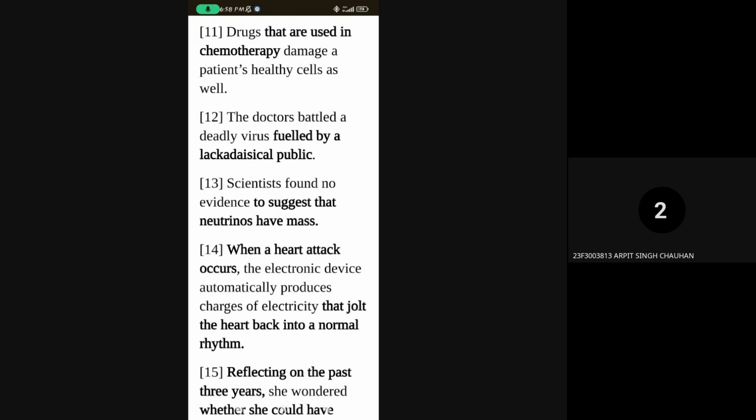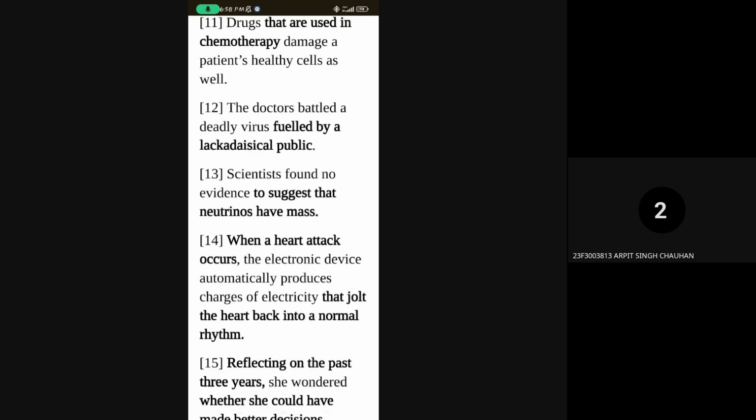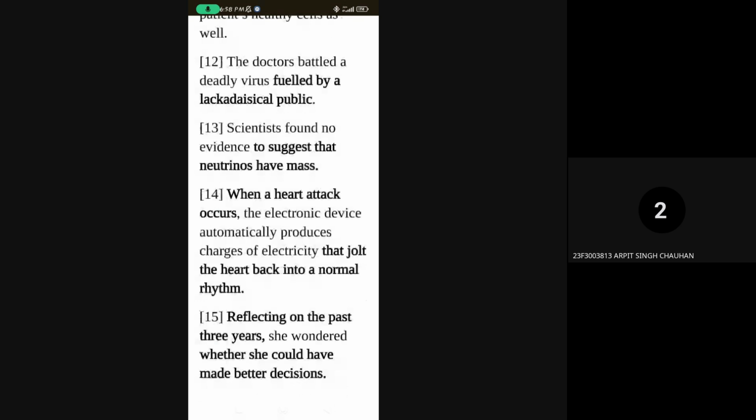Let's say that neutrinos have mass is your subordinate clause. Let's for the time being keep to suggest aside. Then what kind of clause is it? Scientists found no evidence to suggest that neutrinos have mass. What clause is this? Noun clause, right? So you can see that scientists found no evidence to suggest what. So basically, you get an answer to the question what, and it has to be a noun clause, right? Or that neutrinos have mass can be replaced with something that is a noun or a pronoun, mostly noun-like, not pronoun.